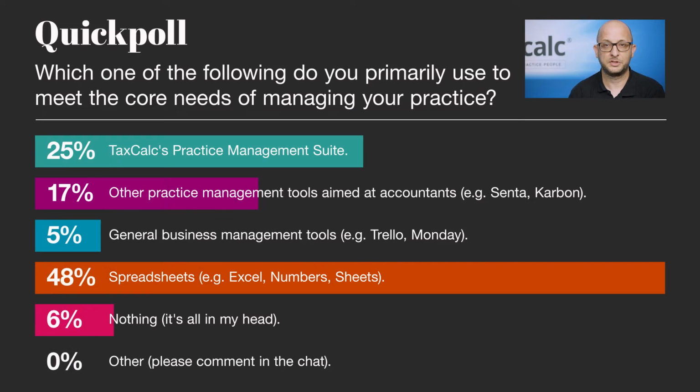Okay, so we've got spreadsheets, 48%, TaxCalc, which is a good number. We've got 25 to 30% coming through on there. So a lot of you on the webinar today, obviously using TaxCalc. We've got a smaller number for the other options in there. We've got 8% for nothing. But spreadsheets, which maybe isn't so much of a surprise.